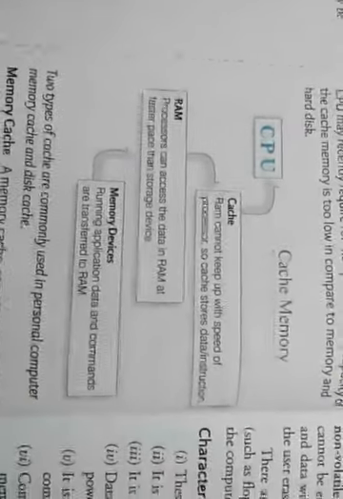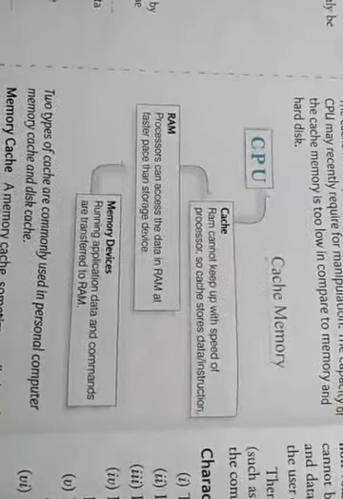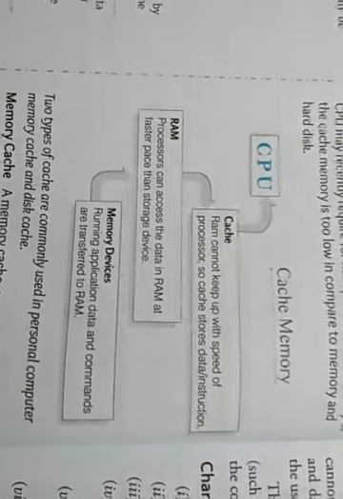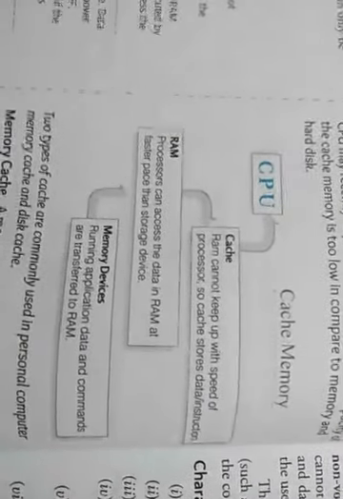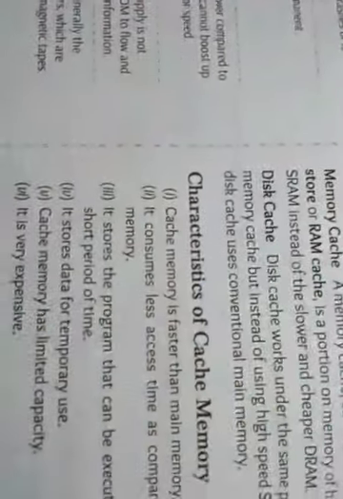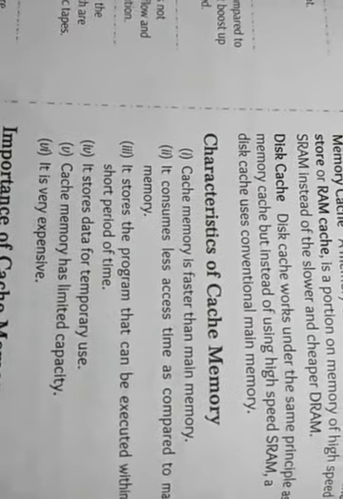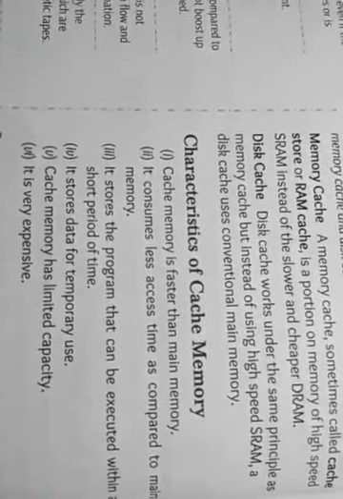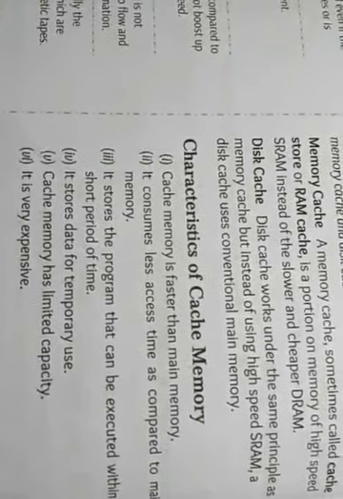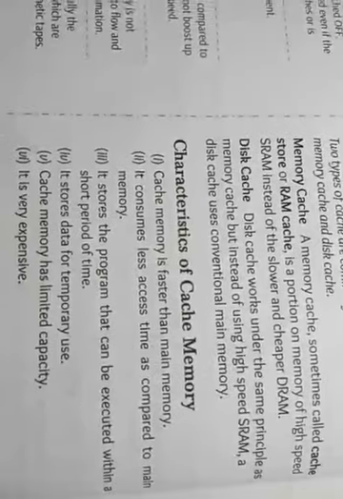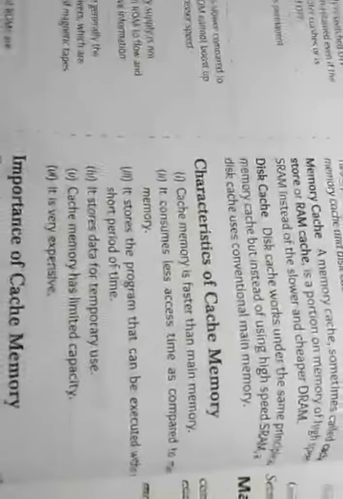If the data or file is found by the computer in the cache, then this is called a cache hit. Or if the data is not found in the cache memory, this is called a cache miss. The main characteristics of cache memory are: cache memory is faster than the main memory. It stores data for temporary use. Cache memory has a limited capacity and it is very expensive compared to RAM.